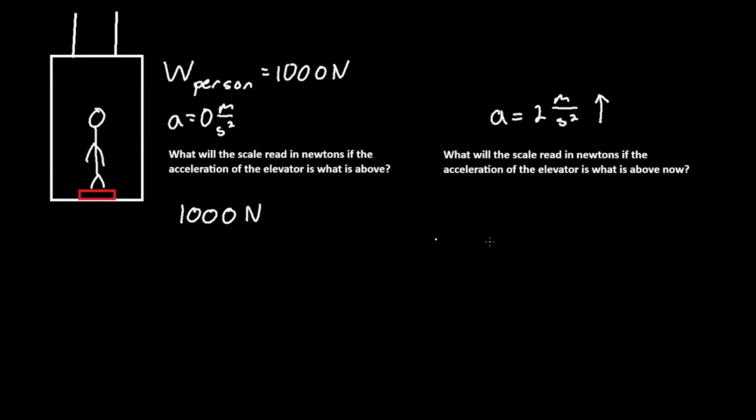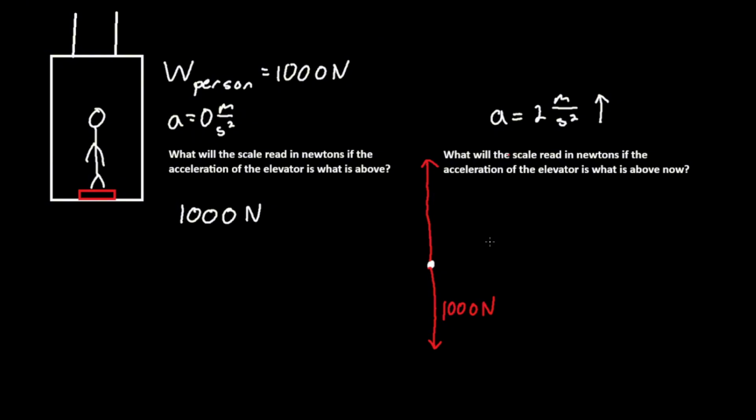So let me draw a free body diagram for the scale. If I represent the scale as a dot, let's draw a free body diagram for the human. You have a weight force, 1,000 newtons, but you also have your normal force. Now keep in mind, I drew this normal force slightly longer than your weight force, and there's a reason for that.